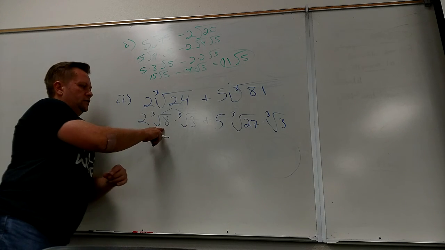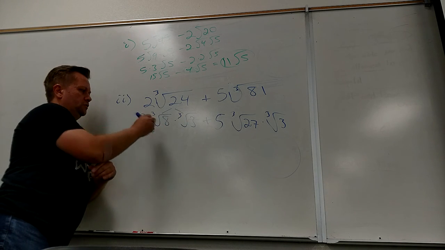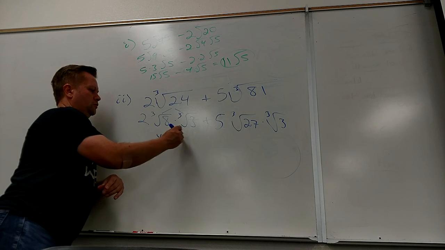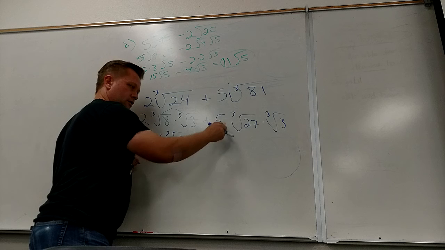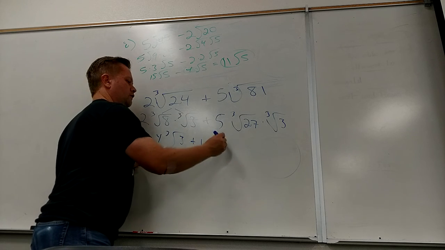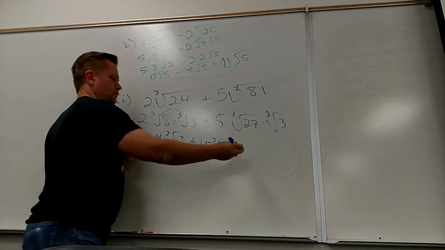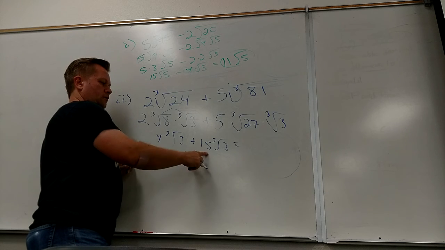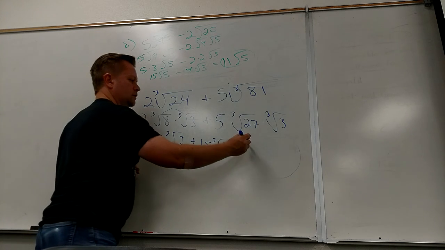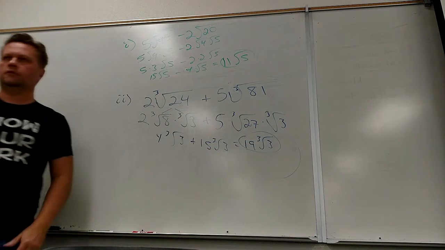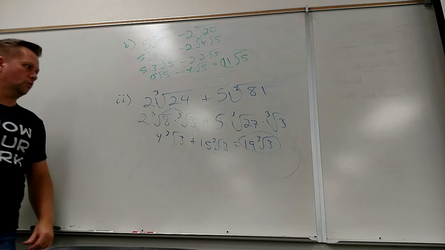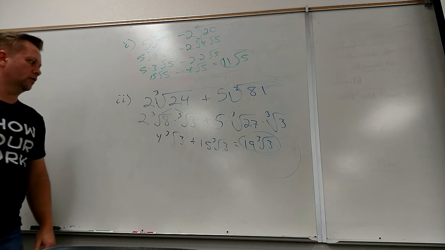So then here I get cube root of 8 is times 2. 4 cube root of 3 plus cube root of 27 is times 5. 15 cube root of 3 is 4 of these plus 15 of these. 19 of those. Where'd you get the 4?